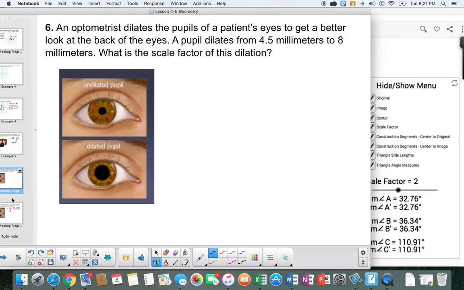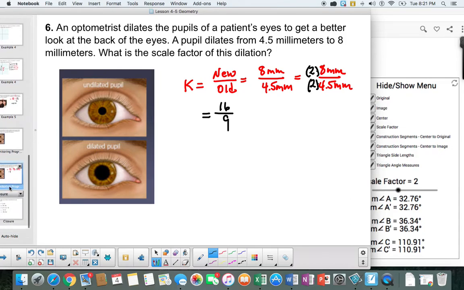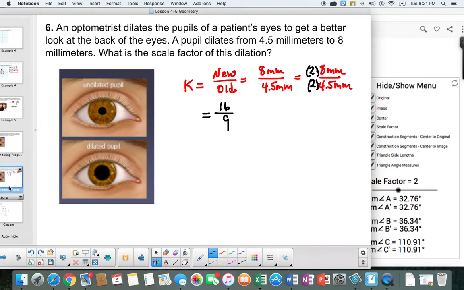All right, your turn. Go ahead and see if you can find the scale factor for this dilation. And here's the answer. New divided by old, we're taking the numbers that they gave us from the new divided by the old. That's an awkward way to write the ratio, so I times by 2, and I got 16/9.